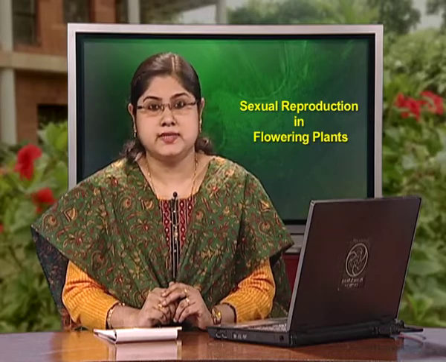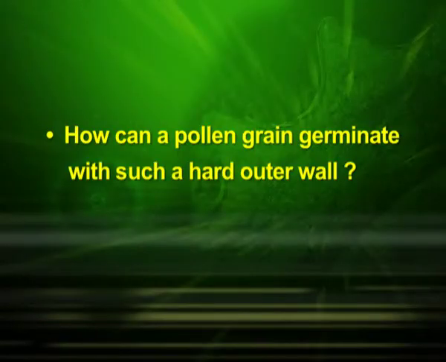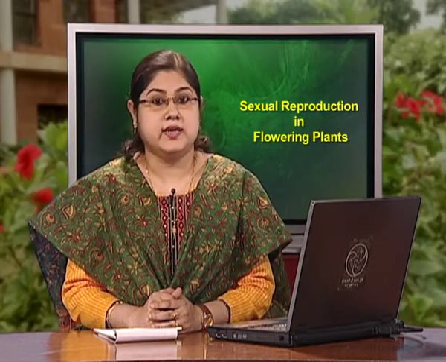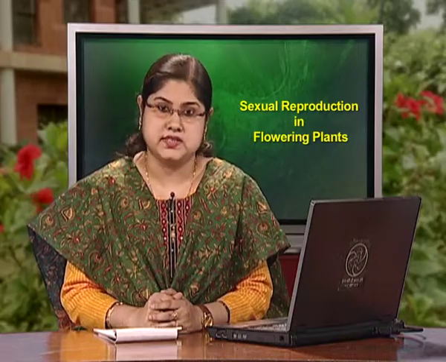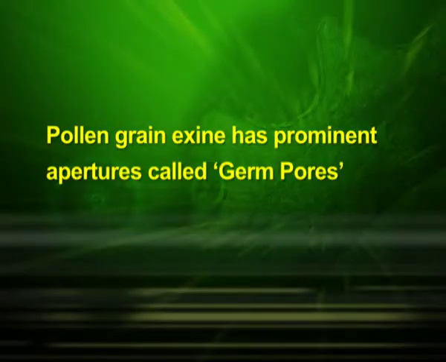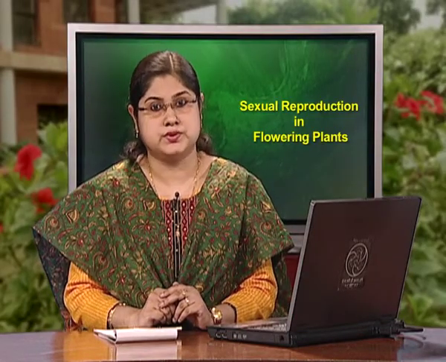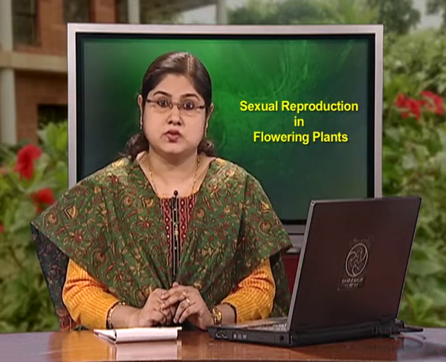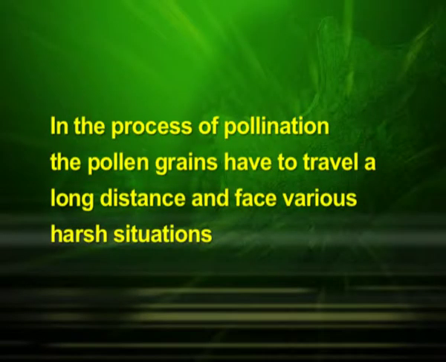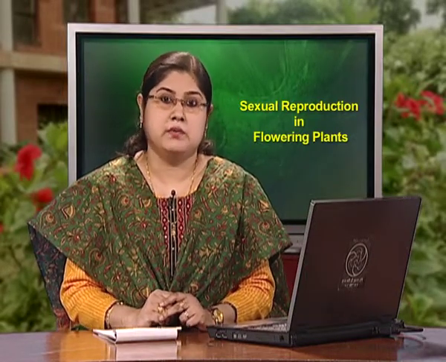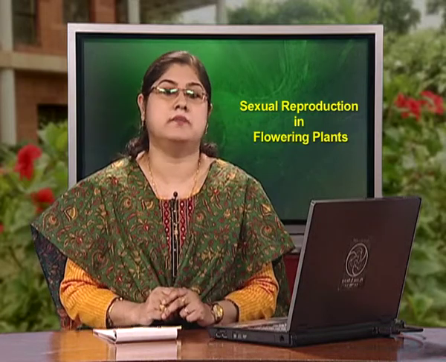Now, a question appears: how can a pollen grain germinate with such a hard outer wall? The answer is that pollen grain exine has prominent apertures called germ pores, where sporopollenin is absent. The germination takes place through these germ pores. Nature has made the exine so hard because in the process of pollination, the pollen grains have to travel a long distance and face various harsh situations. The hard outer covering helps to keep the germinal material safe before reaching its destination on the stigma.